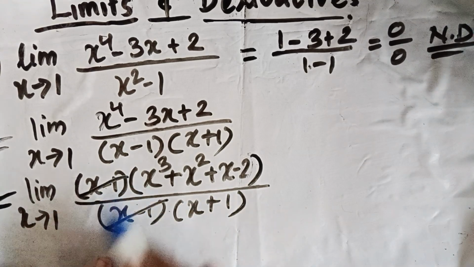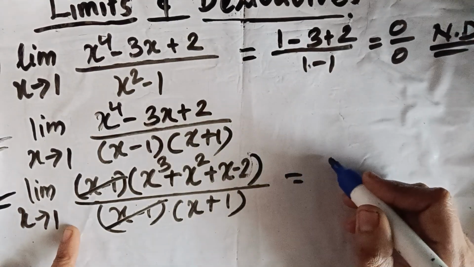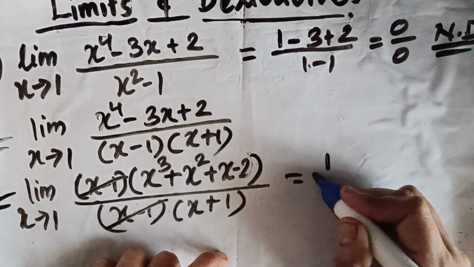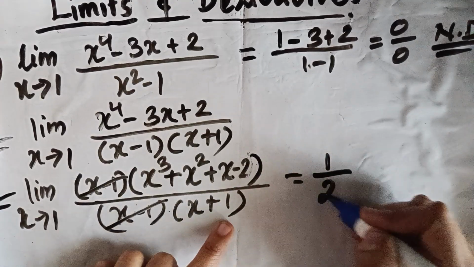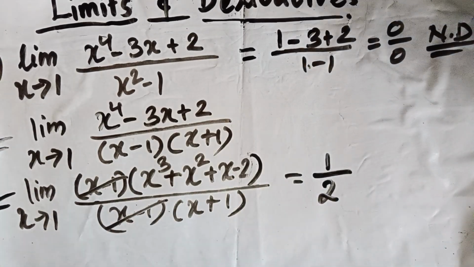Okay, now we can reduce this. So now if you put 1 here, you will get 1 plus 1 plus 1, 3. 3 minus 2 is 1. 1 plus 1 is half. Okay, this is the limit. So you have to reduce it.